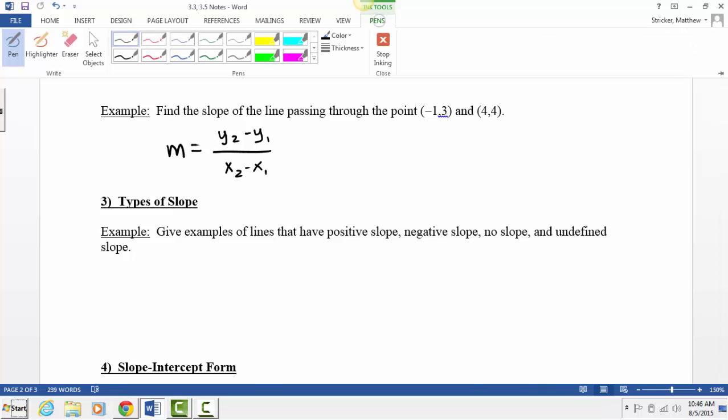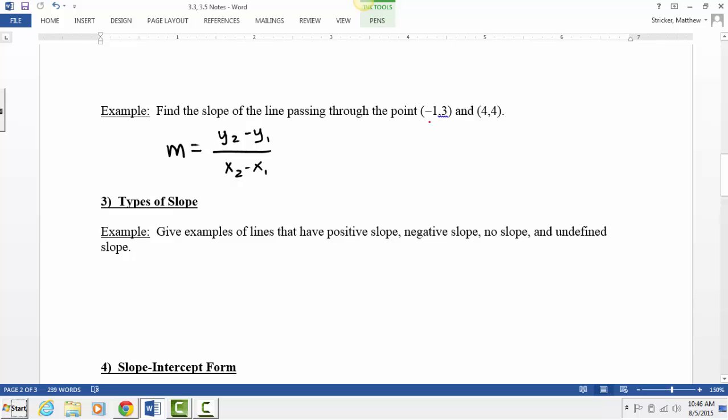And this is where I think it's really nice to label these points. So we could call this x1, and then we could call that y1. And then on this second ordered pair, we could call this x2 and y2. And so then you're just plugging into the formula. y2 minus y1 equals 4 minus 3, over x2, which is 4 minus x1.